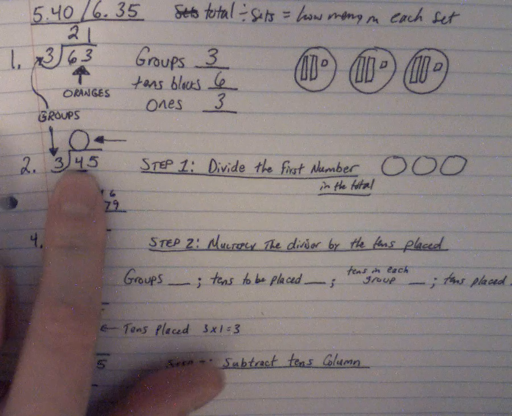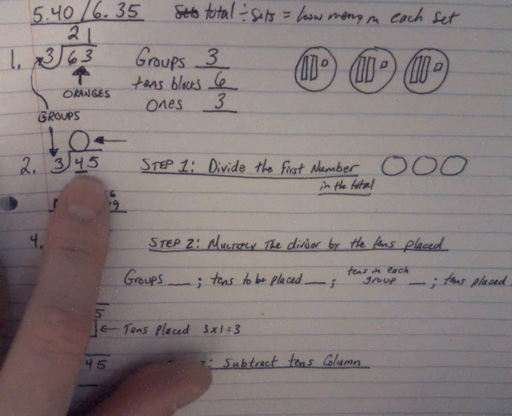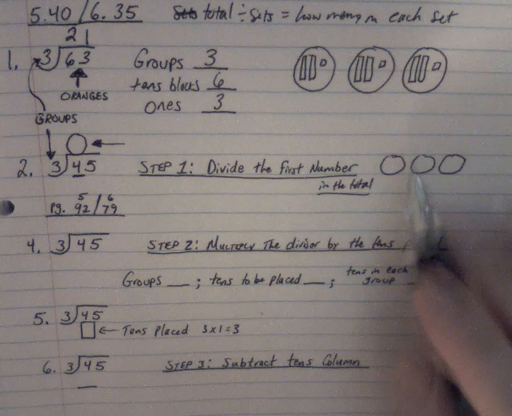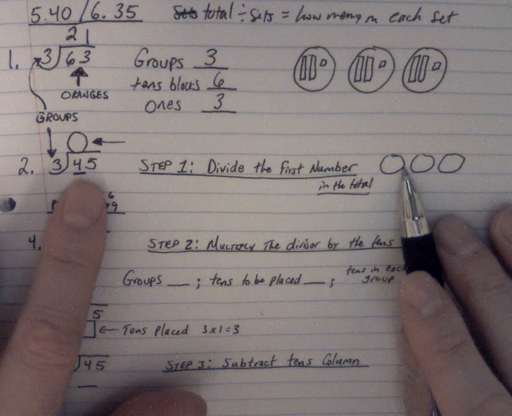Okay, this is our total, right? So first number is a 4. So what we're going to do is we're going to divide the first number. I'm going to do it in a picture. I'm also going to do it in number form.